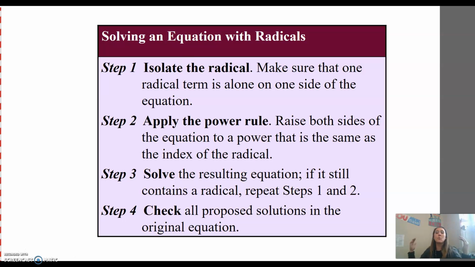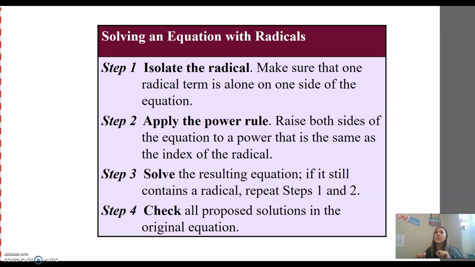That's where you raise it to whatever the index is, the same exact thing, the power of the index. So if the index is 20, raise it to the 20th power, and that will undo it. And then you solve the resulting equation. Now this can be tricky.